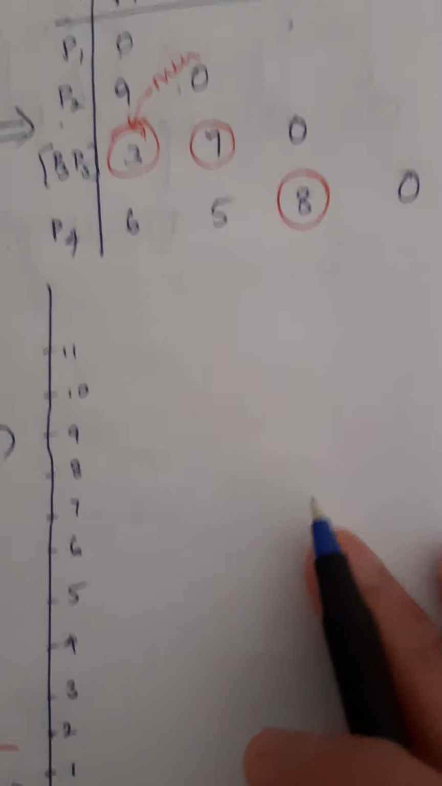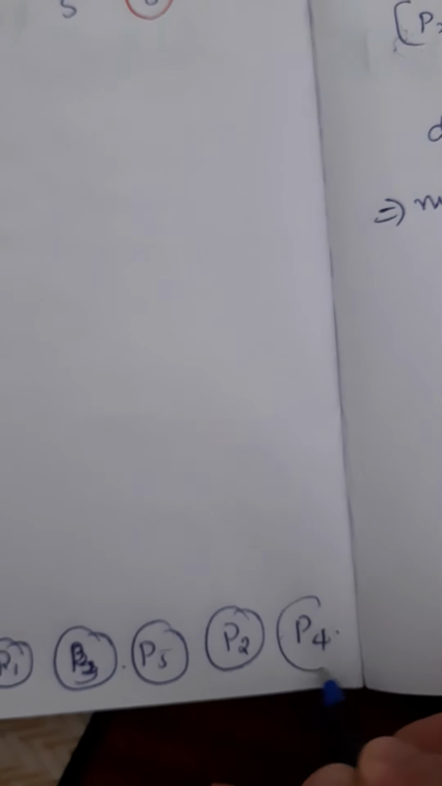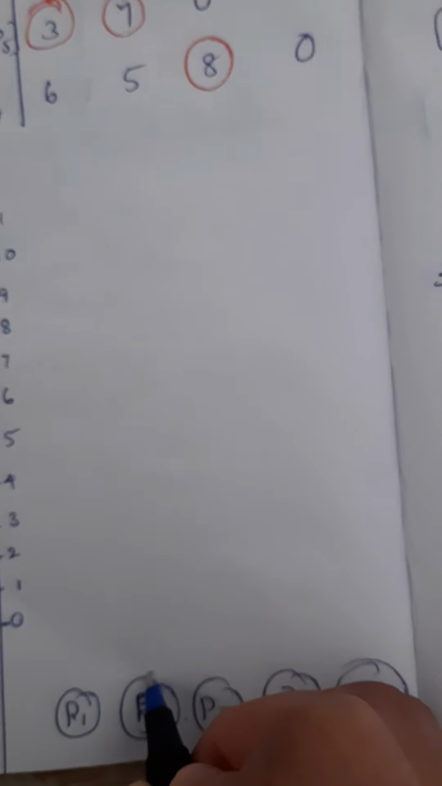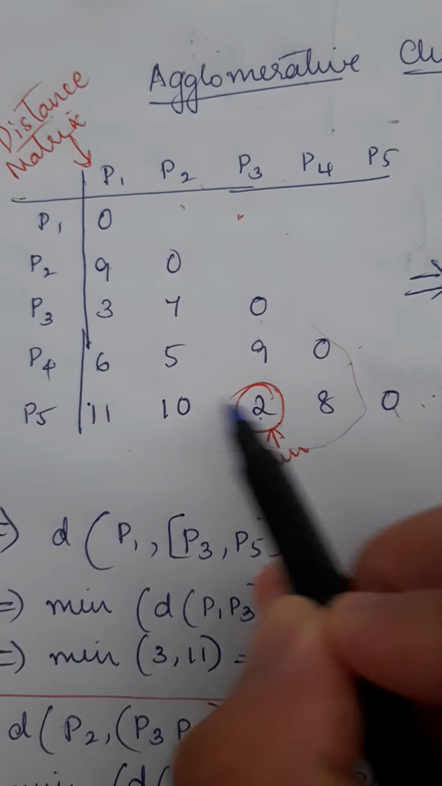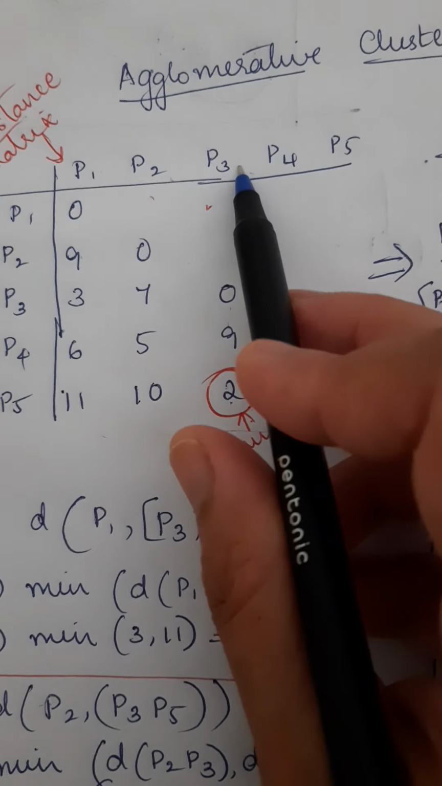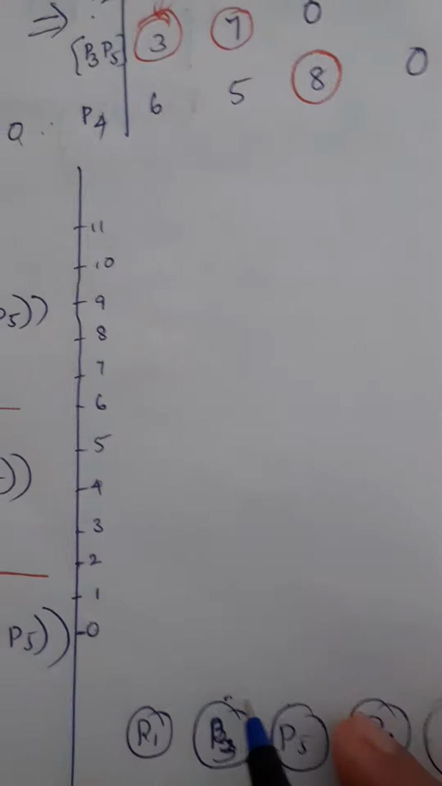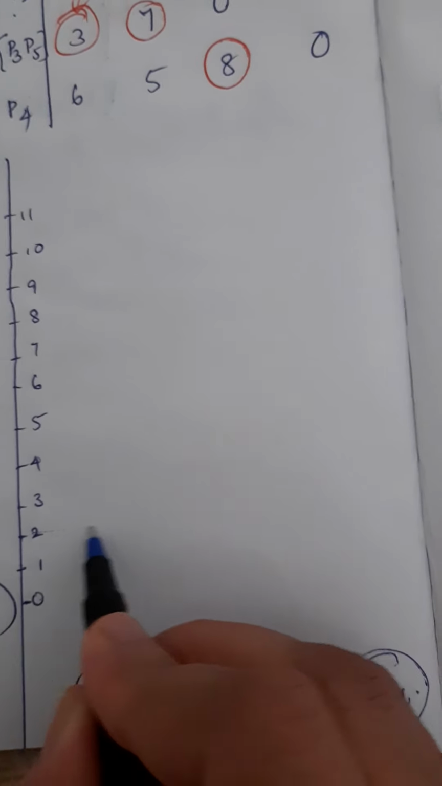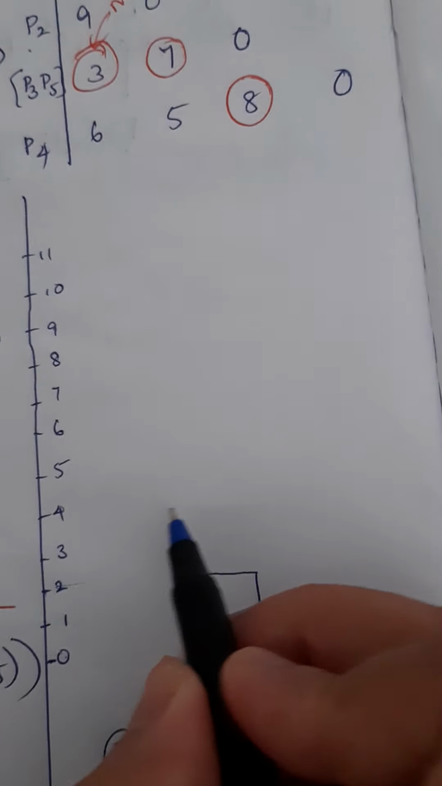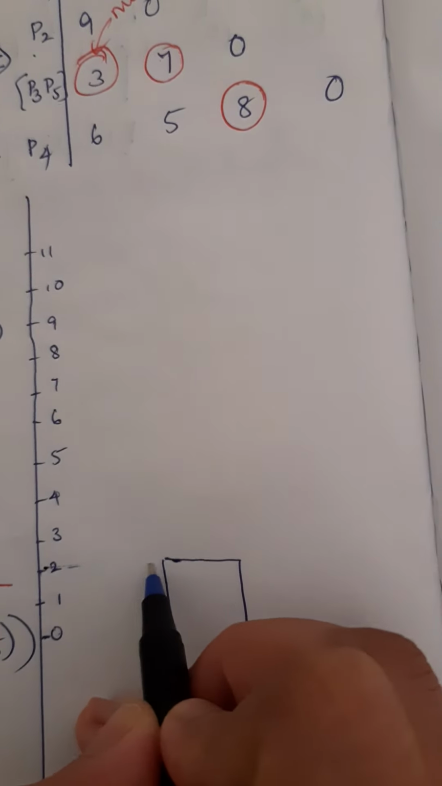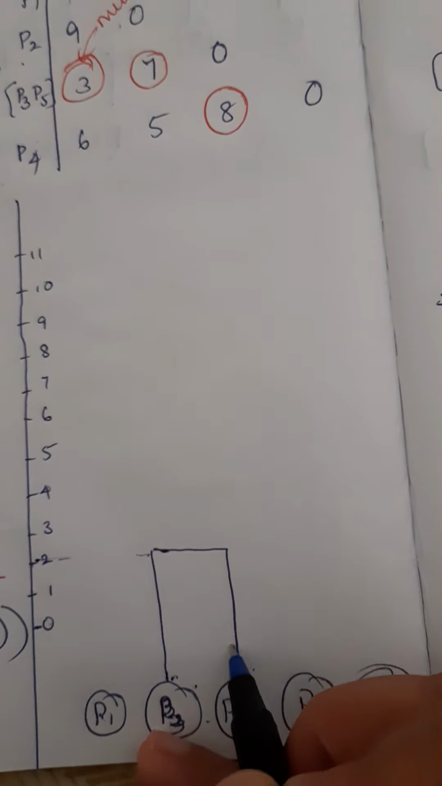In my dendrogram, I have these 5 points: P1, P3, P5, P2 and P4. I will merge points P3 and P5 because in this matrix you can see the least value is 2, and 2 corresponds to points P5 and P3. So I am going to merge points P3 and P5 at a height of 2. I will form the first cluster like this, at a height of 2. This is the height. I have formed the first cluster.